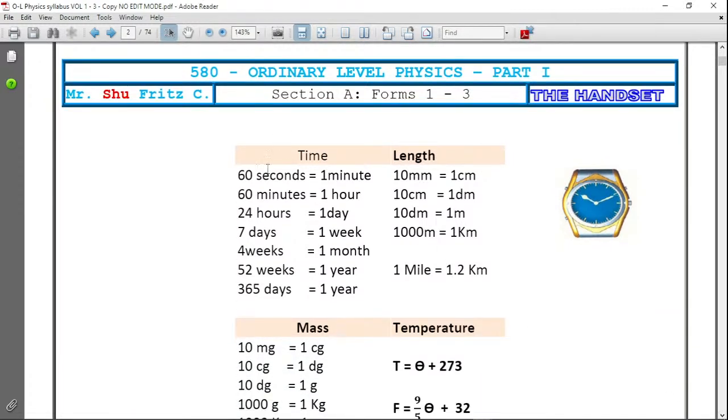And equally, we have conversions from seconds to minutes and all of this. You have to know that 52 weeks make 1 year, and 365 days make 1 year as well. One important conversion is from the kilometer to the mile. We know that 1 mile is equal to 1.6 kilometers. This one is very important.